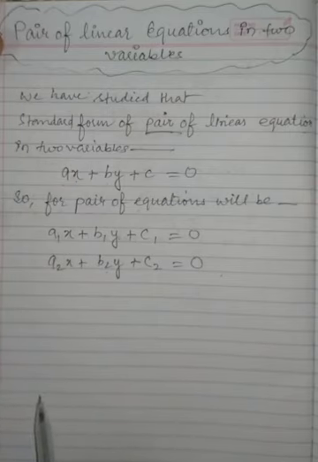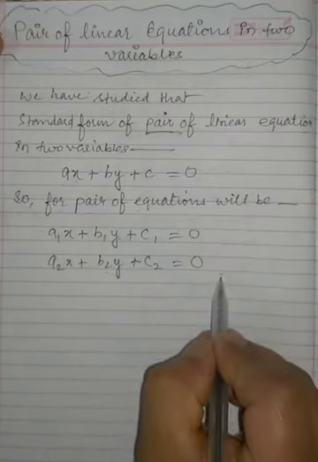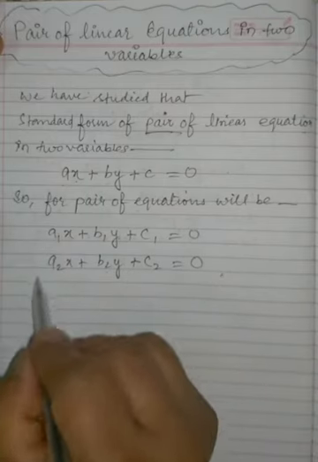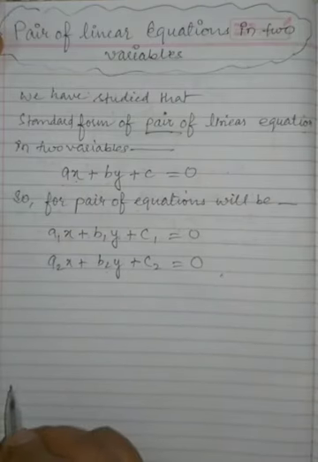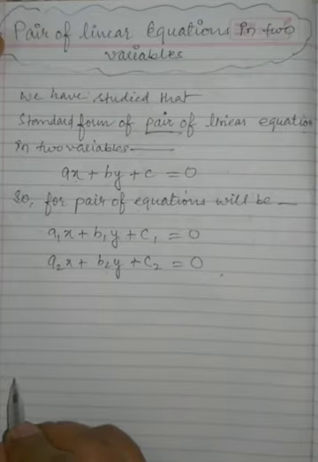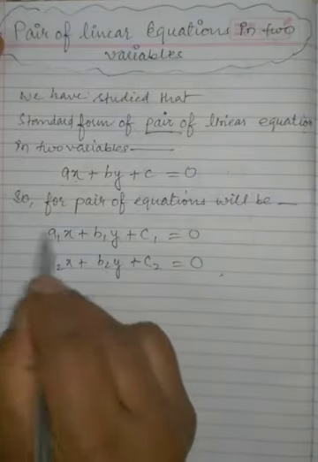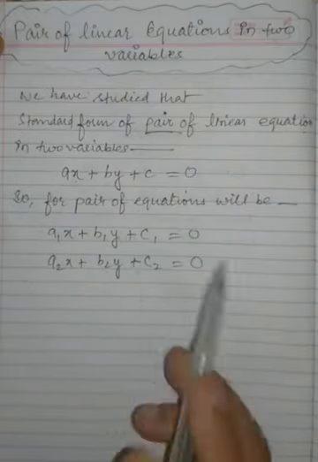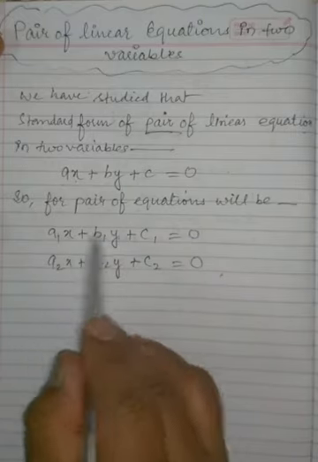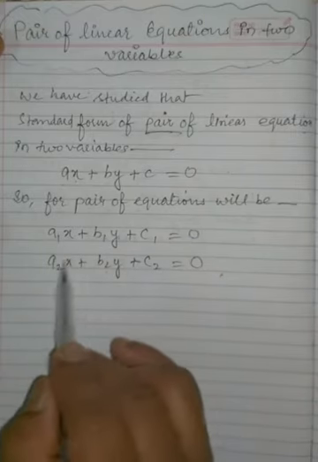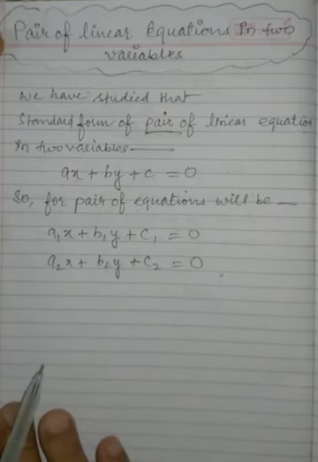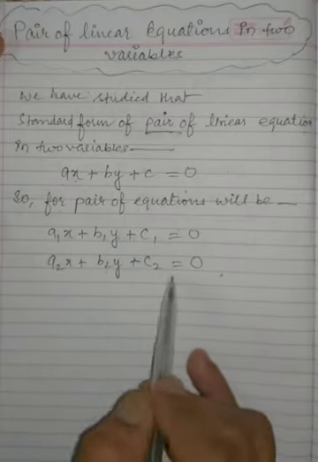Okay? Now in this class we will do two things with these equations. First of all, we have to see that what kind of lines are these. As these are pair of linear equations, that means both the equations will represent straight lines. Linear equation always represents straight lines. So what kind of straight lines are these?